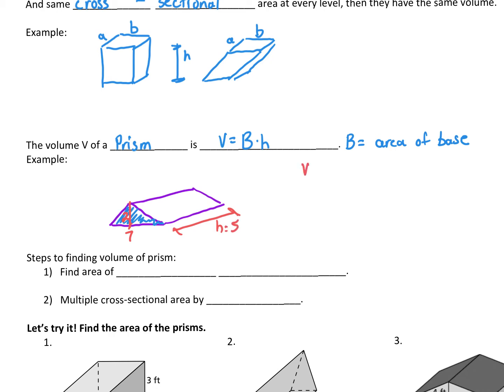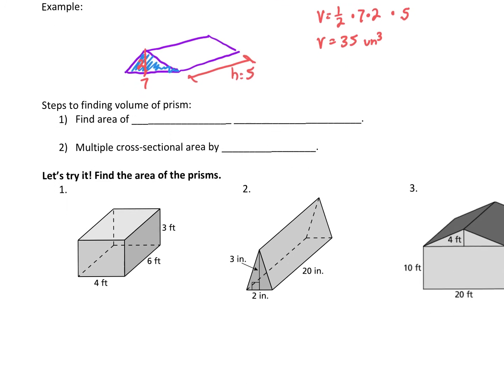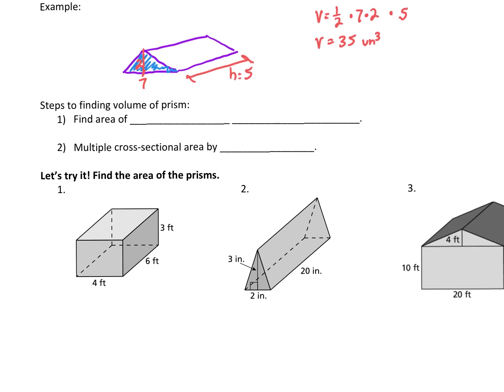So then our volume would be, first we find the area of the base, which is 1/2 base times height for a triangle. So 1/2 times 7 times 2, and then we multiply it by the height, which is 5. Multiply all that across, our volume is 35 units cubed. Since it's volume, it is now cubed. To find the volume, once again, we find the area of the cross-section, and then we multiply the cross-sectional area by the height.